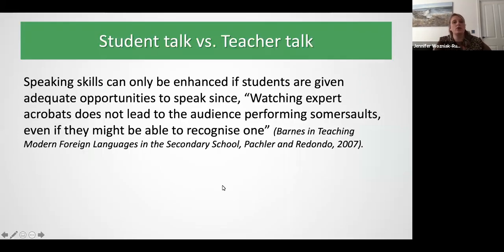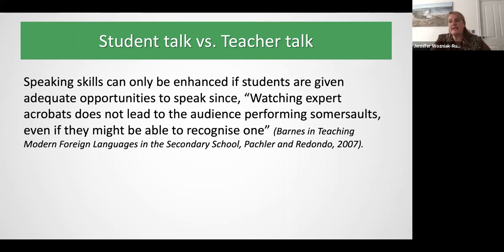So first thing I want to talk to you about is student talk versus teacher talk. So my first question to you is, who speaks the most target language in your lessons? Is it you or is it your students? And then the second question really is, are you happy with that? Or would you like it in a different way? So for example, if you think that you speak more in the target language than your students, would you like your students to speak more in the target language? I know for me personally, I would want my students to speak even more. They speak a bit in the target language, but I want them to speak even more.